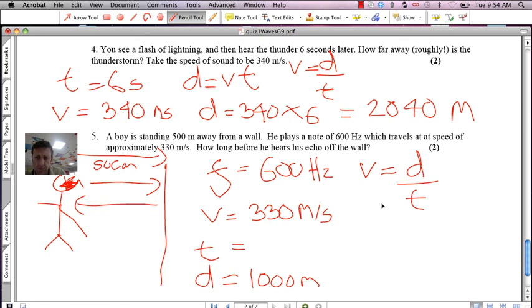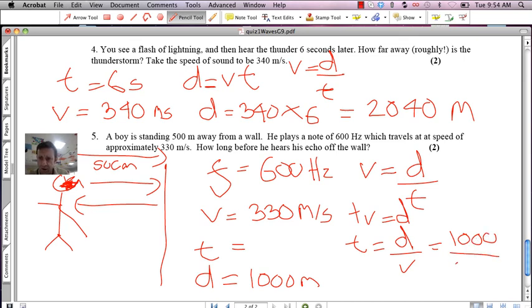I'm looking for t though. So if t is dividing here, it needs to be multiplying here. So t times v equals d. And if this is multiplying, it needs to be dividing here. So t equals d divided by v. What was my distance? Total distance for the echo to go there and back is 1000. What was my speed of sound?